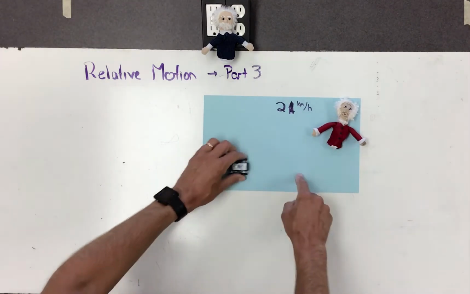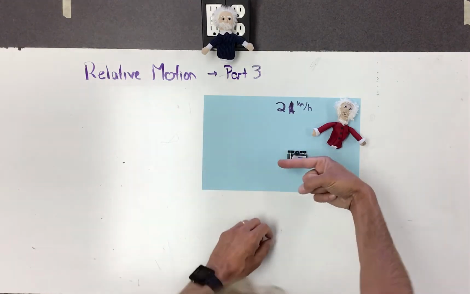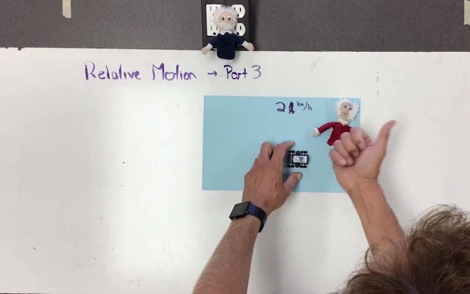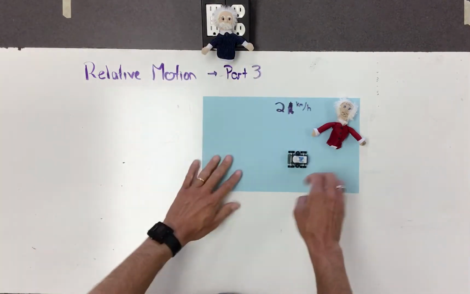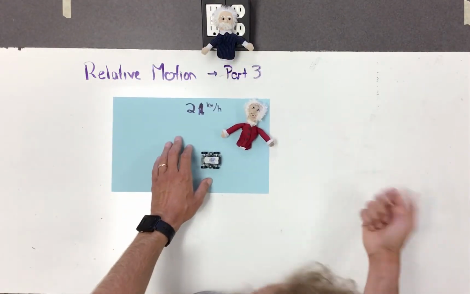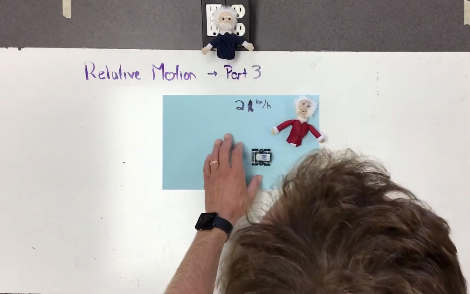Isaac still sees the car going at 2. He would argue that the car is going 2 to the left. The car could argue Isaac's going 2 to the right. Albert still sees Isaac moving at 2. Albert would say Isaac's going to the right at 2. Isaac would say you're going to the left at 2.